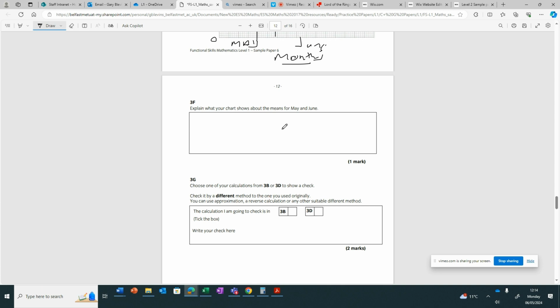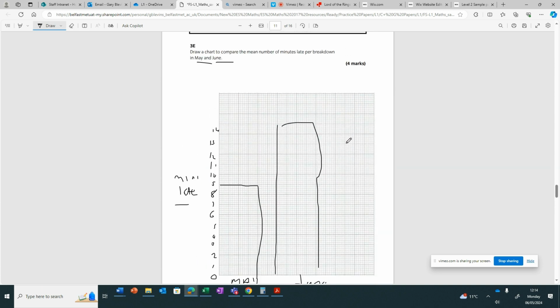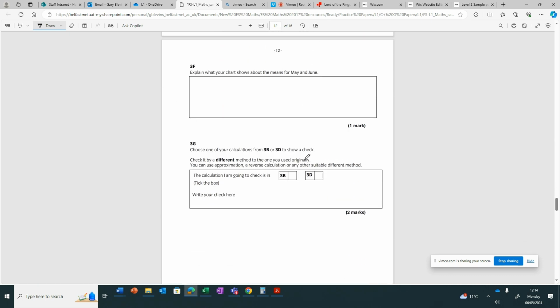Explain what the chart shows about the means for May and June. Well, it shows that on average they were later to breakdowns in June than they were in May. So they did better in May than June.